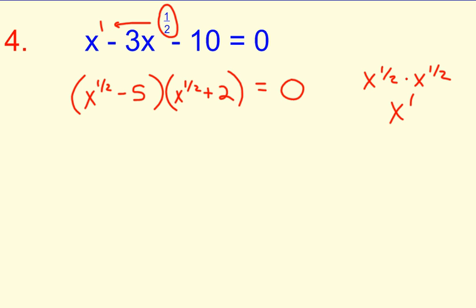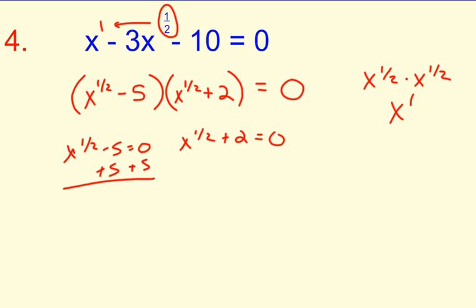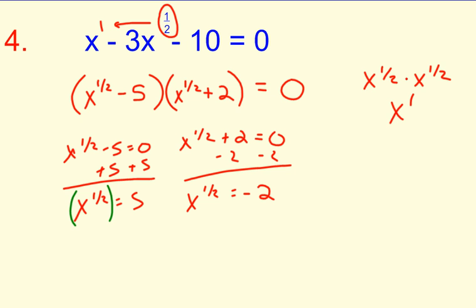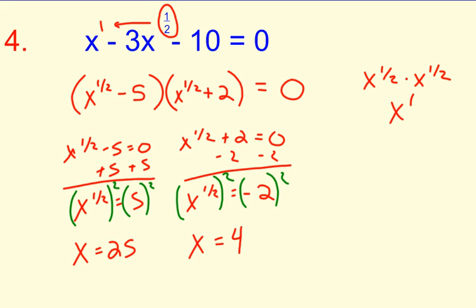So now as I set each factor equal to 0 and solve, I get x to the 1/2 equaling 5 and x to the 1/2 equaling -2. In order for me to get x by itself, I would square both sides on both of these. So I have x equals 25, x equals 4.